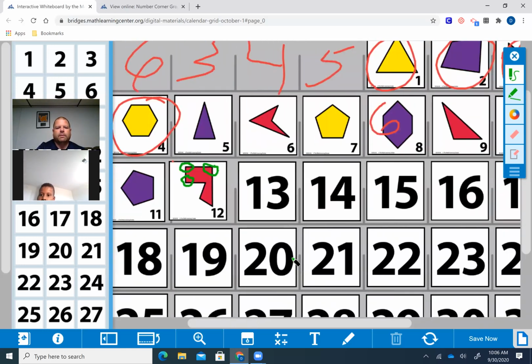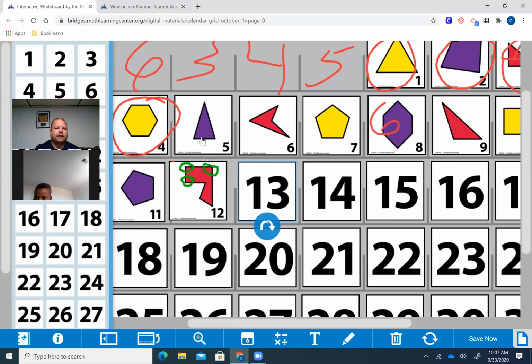So now we're going to take a look at card 13. Based on our pattern, what do you think 13 is going to be? What color do you think it's going to be? Yellow. How many sides do you think it's going to have? 3. What do we call a three-sided polygon? Look at card number 5. What shape is this? It's a triangle. A three-sided polygon is a triangle. Hey, you were right.